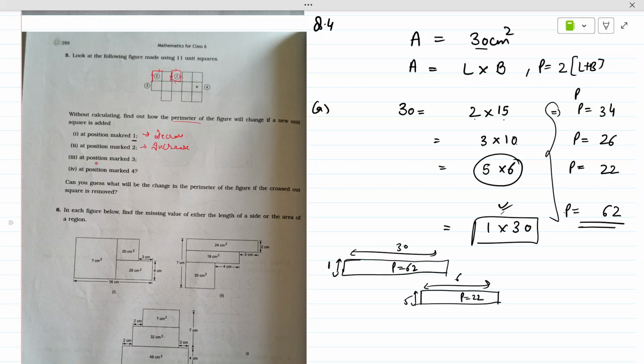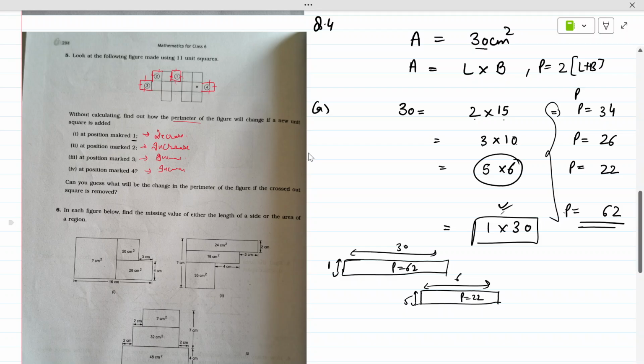Now the third one is if it is marked at the position 3. So this is the position 3. If we are adding here, 3 new sides are added. So this is also going to increase. The last one is the fourth one. So if we are adding here in the fourth one, 3 new sides are added. So this is also going to increase here.